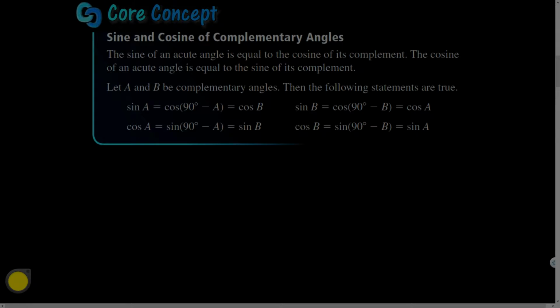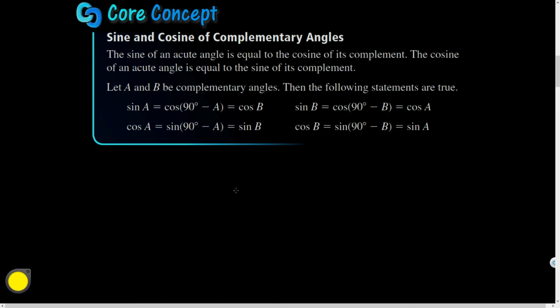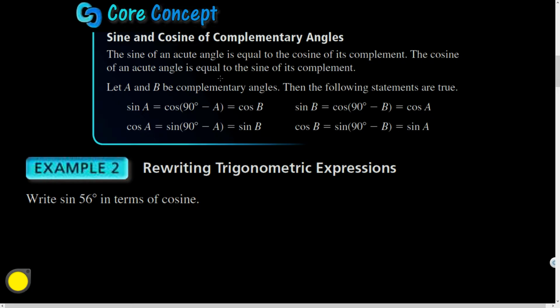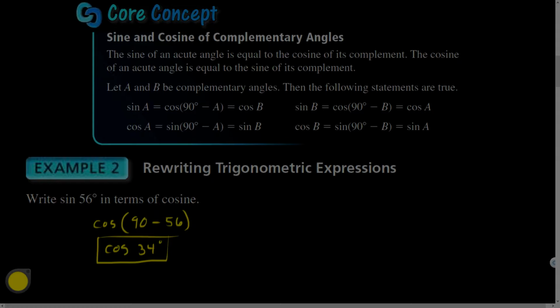All right, we'll do one of these. Here we go. Example 2. Write sine of 56 in terms of cosine. So that's going to be the cosine of 90 minus 56, which is the cosine of 34 degrees, I believe. And then I'm done? Do you believe it? Actually, you could plug both of those in a calculator if you wanted to.